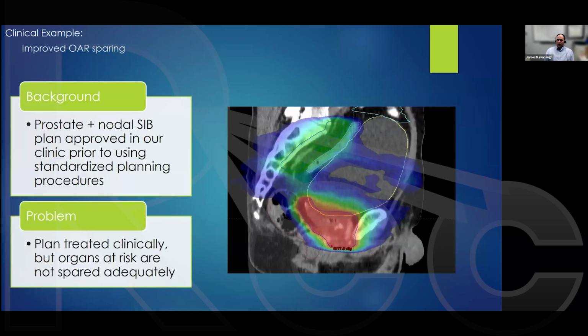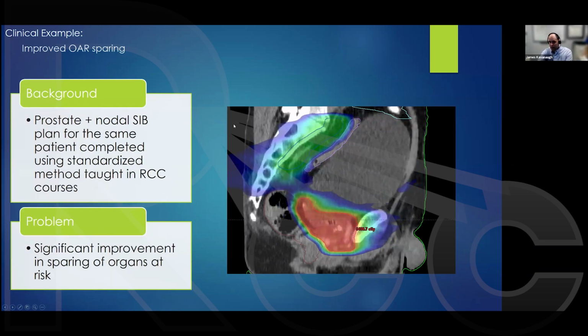All right, so I want to give an example of improved OER sparing. It's a little bit of background here. This is a prostate and nodal SIB that we treat in our clinic prior to using standard planning procedures. So you can see the prostate itself is down here. That's surrounded by that nice high dose color wash red section. And you have the nodal chain here and a fair amount of spillage into the bladder itself. So this plan was actually treated clinically, but organs at risk are not spared adequately.